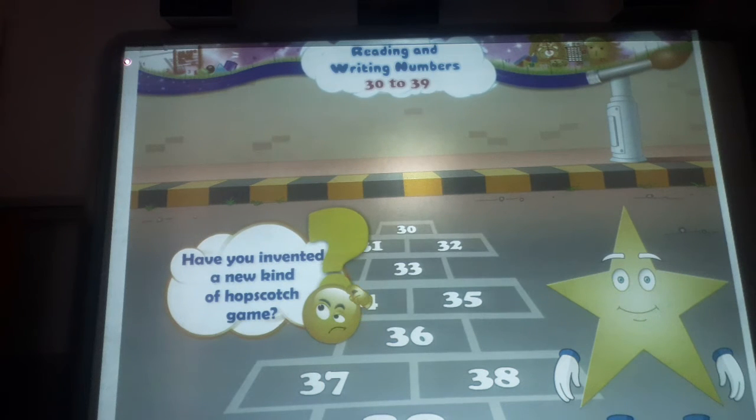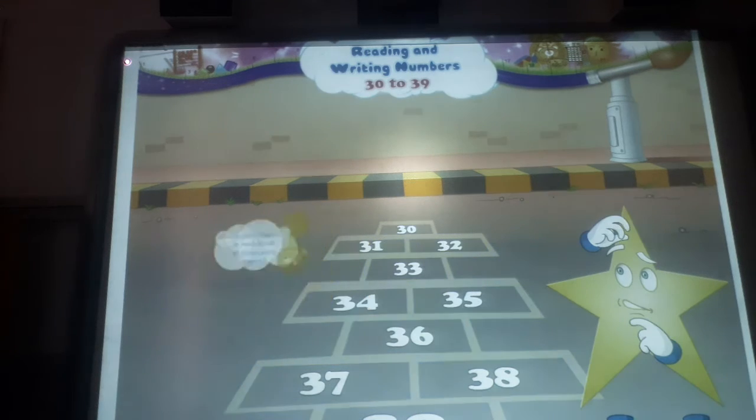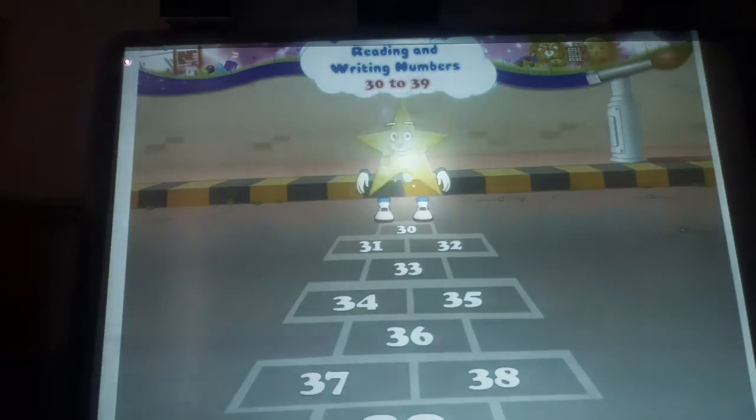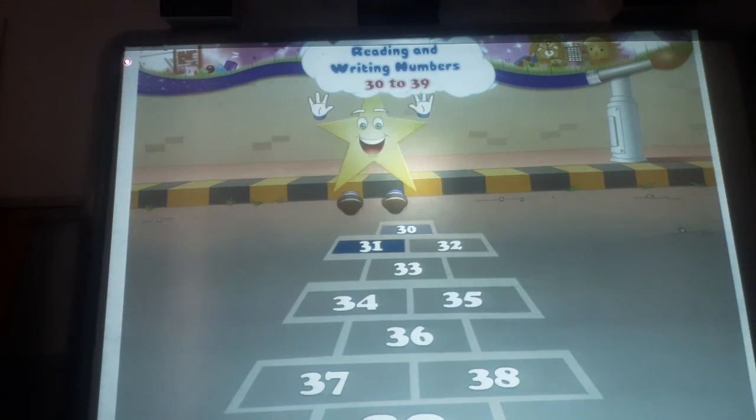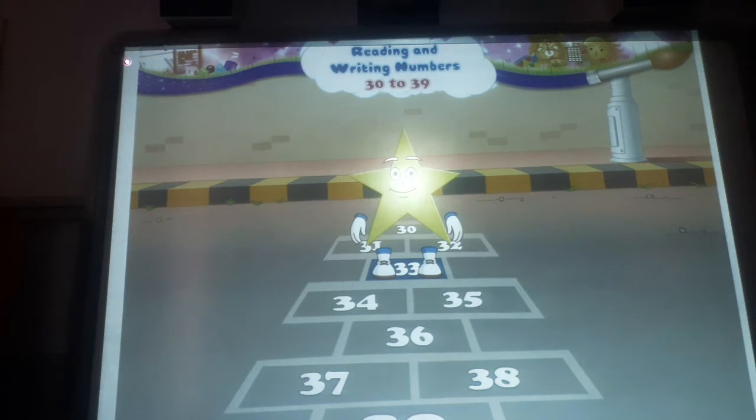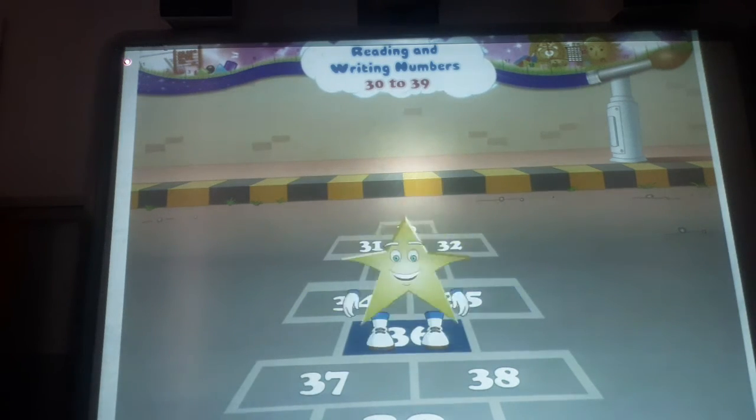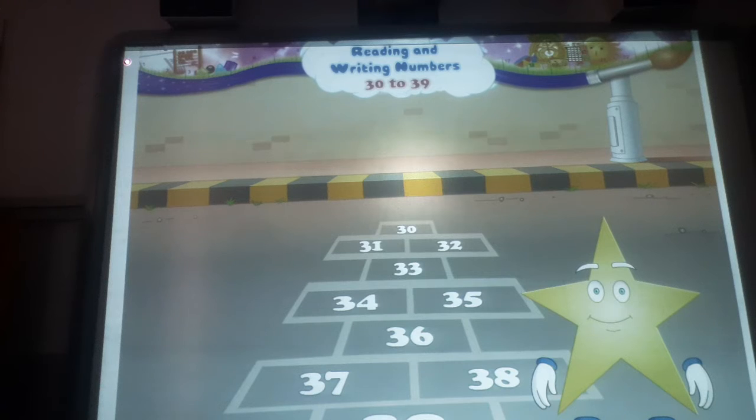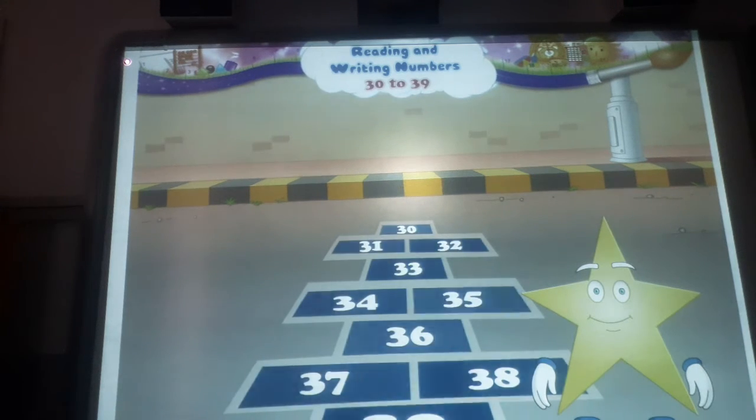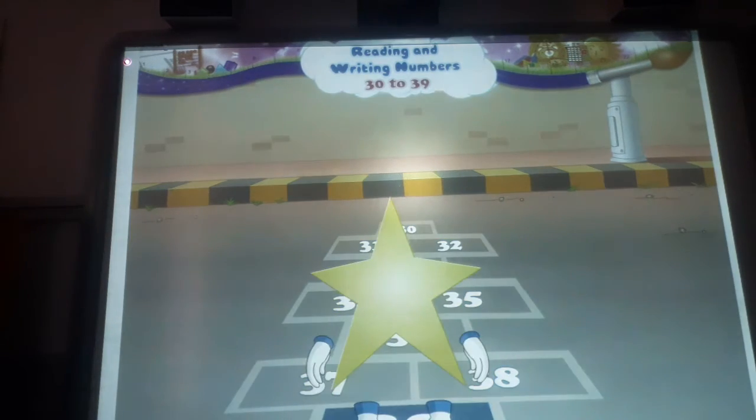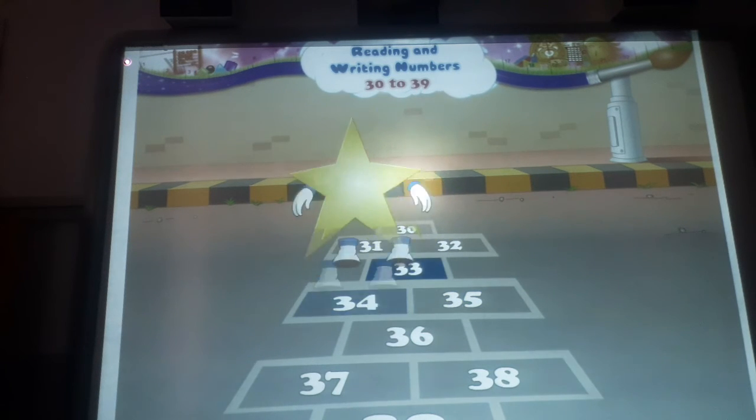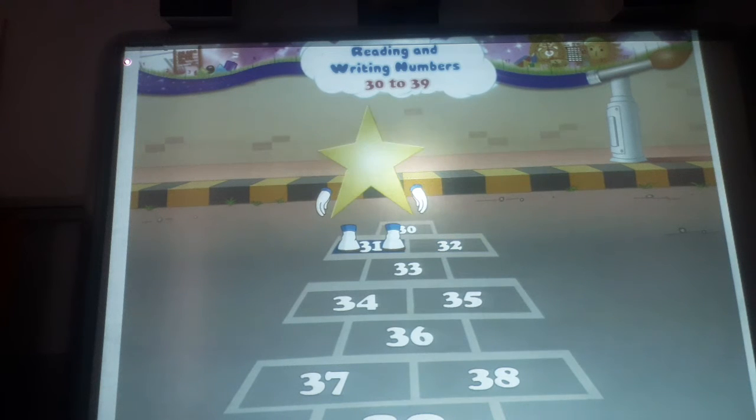Study, have you invented a new kind of hopscotch game? It's different. It's good, Study. We can use it to practice counting numbers from 30 to 39. Let me see. It goes 30, 31, 32, 33, 34, 35, 36, 37, 38, and 39. Study, we can also count from the biggest to the smallest number. So let's go back. 39, 38, 37, 36, 35, 34, 33, 32, 31, and 30.